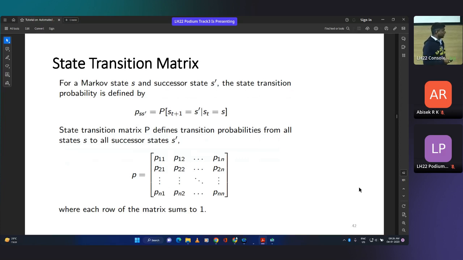Then this is the state transition matrix. From the current state to the next state, there is some probability. Suppose there are n states; from state 1, there is a probability for state 2, state 3, and so on. For a particular row, it should sum up to 1. So this is only the probability from the current state to the next state.